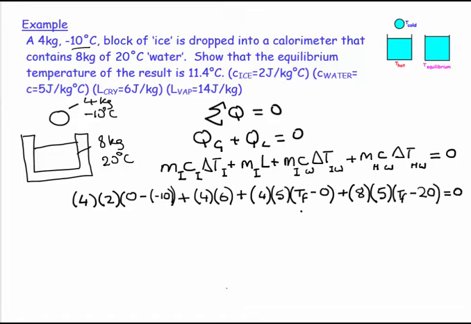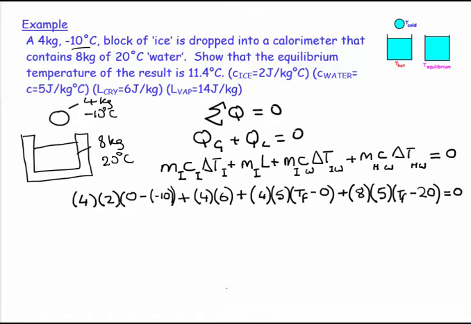Now, just stop for a minute. TF is less than 20, because this is cooling down. So that's going to be a negative number. And TF is more than 0, so that's going to be a positive number, minus, positive number. So I have 3 positive numbers which balance out this negative number to equal 0.